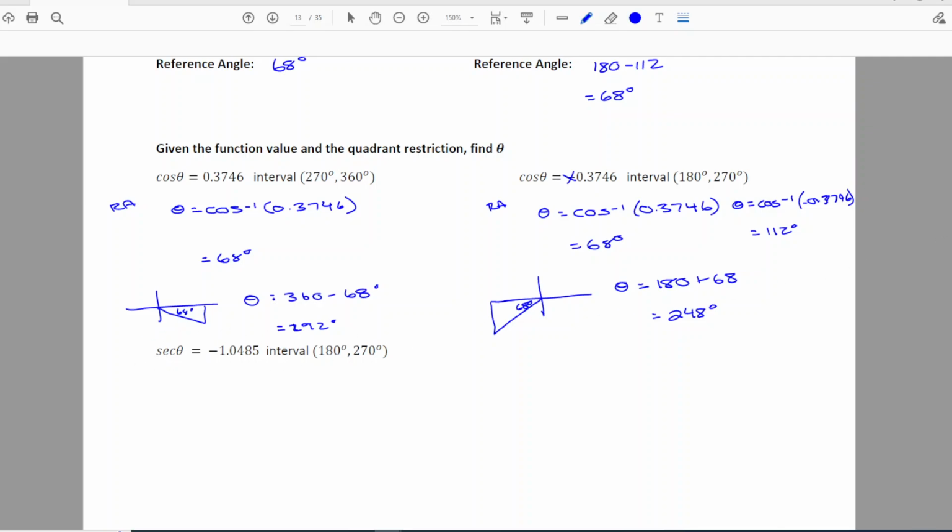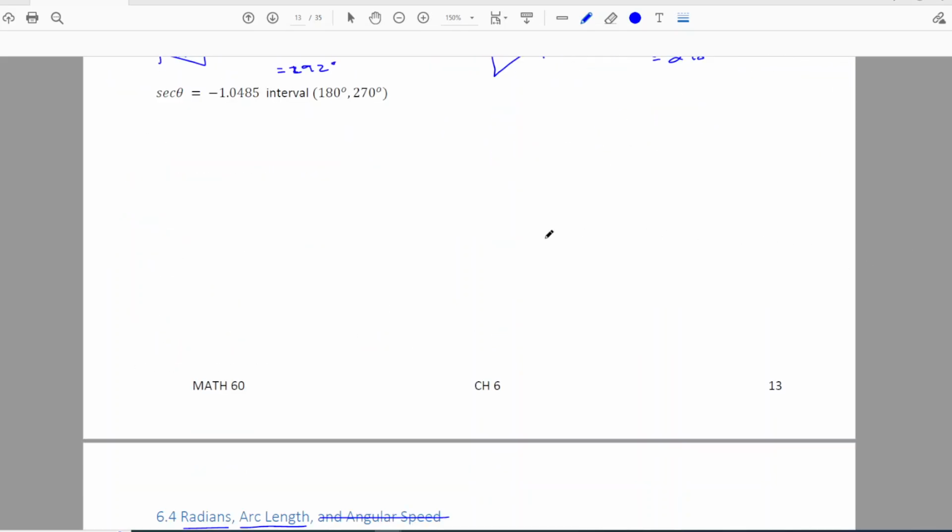So try this last one. Give the video a pause. First step, if you don't remember, you're simply going to say, okay, secant is the reciprocal of cos. So I'm going to write this as negative 1 over 1.0485. For some reason, when I write decimals, I always switch my numbers around. For me, I would find the reference angle by doing the inverse cos of positive. I would ignore that negative because otherwise it's tricky.